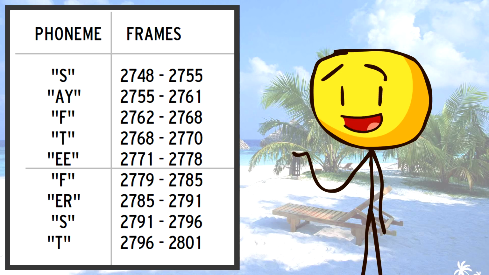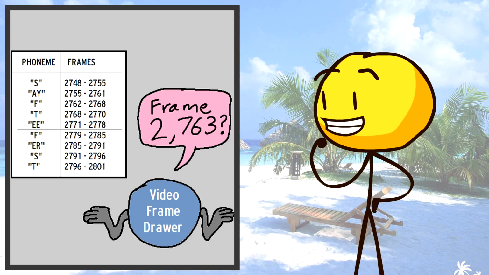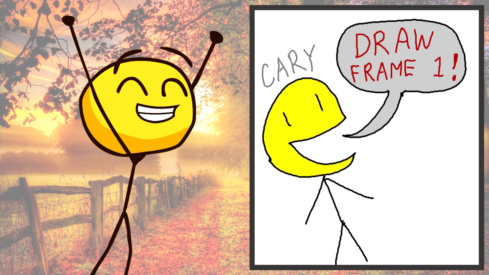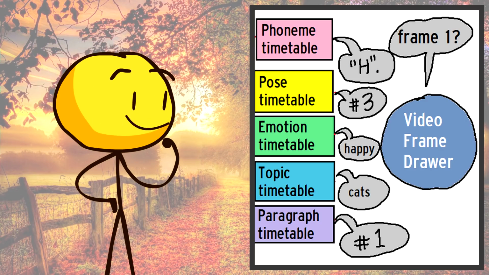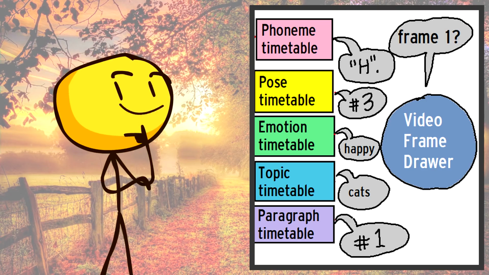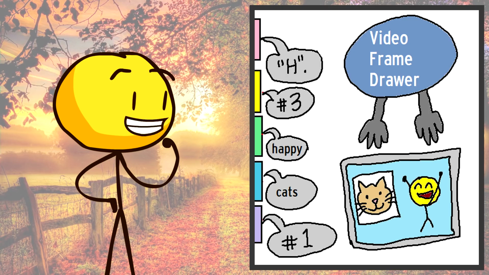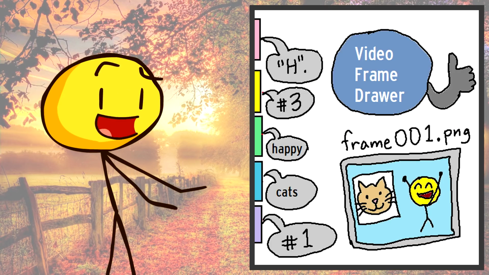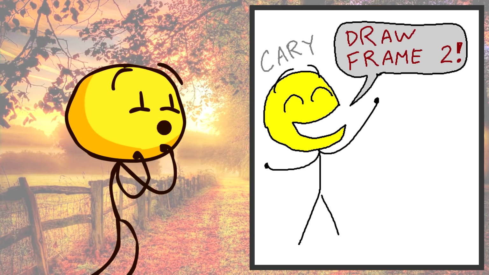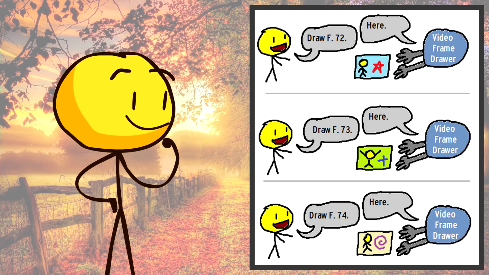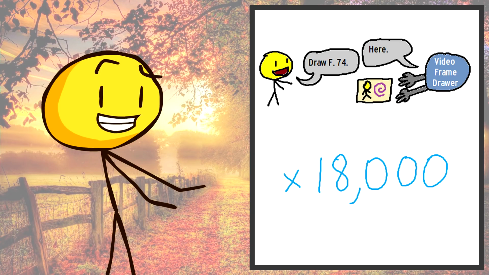For example, with the phoneme timetable, it knows that image 2763 of the frame sequence needs to have the f mouth on screen, and so on. So then I say, draw frame 1, and the computer can look up what phoneme, pose, emotion, topic, and paragraph are on display at timestamp 1, plops that all on the screen using the Python image library, and saves it to a file. Then I say, draw frame 2, and it does the same. Then I say draw frame 3, and it does the same. So on and so on, for the roughly 18,000 frames it takes to make a 10-minute video.